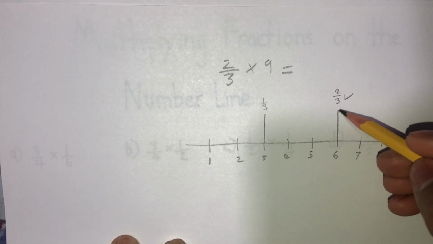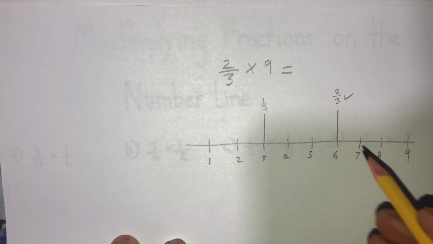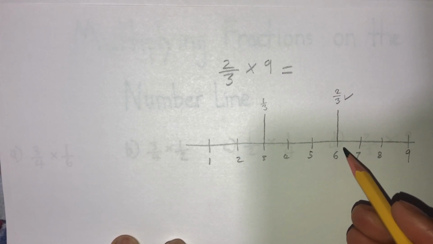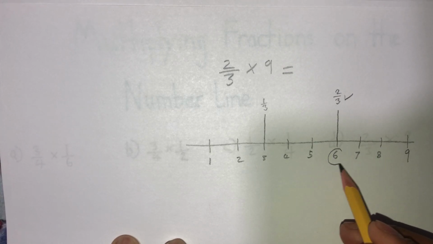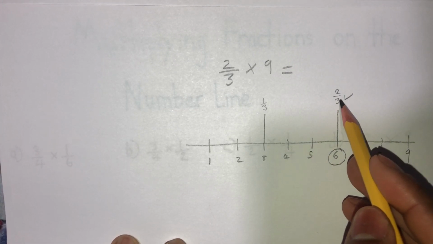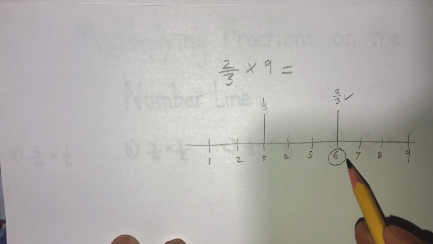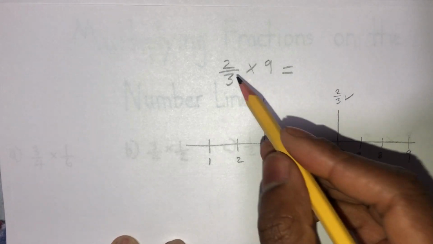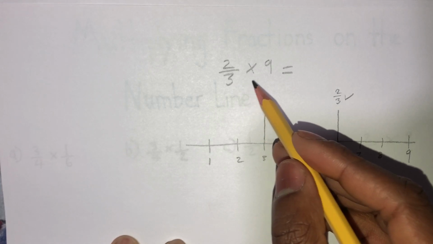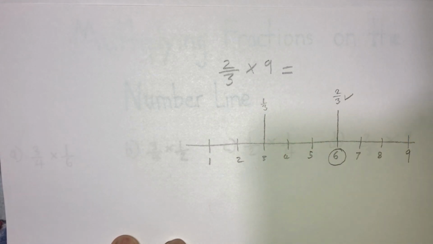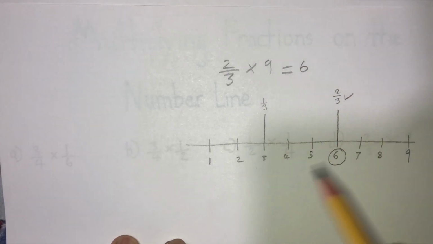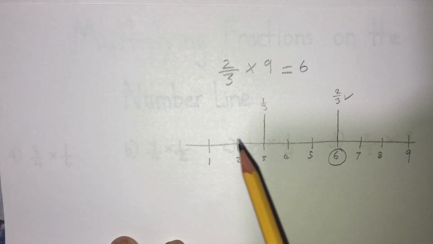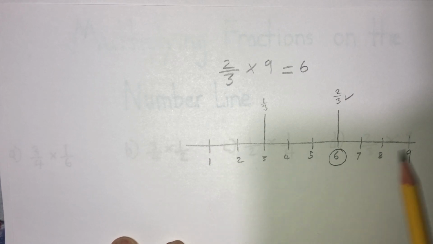So where we have 2/3, we have to look on the number line and see which number is beneath it. And as we can see, we have 6 beneath the 2/3. Therefore, 2/3 of the distance to 9 is 6. And our number line demonstrated this perfectly.